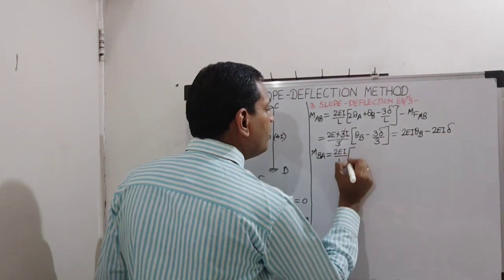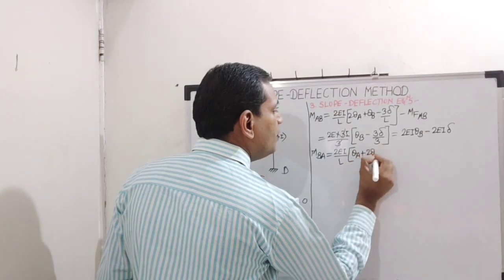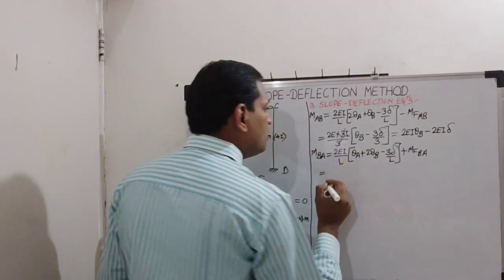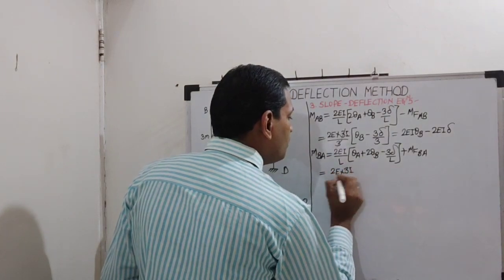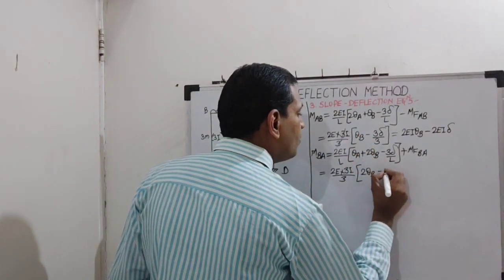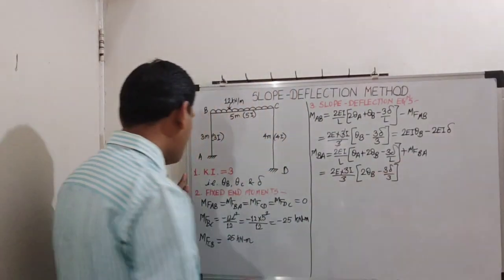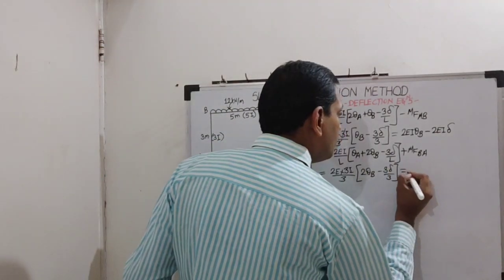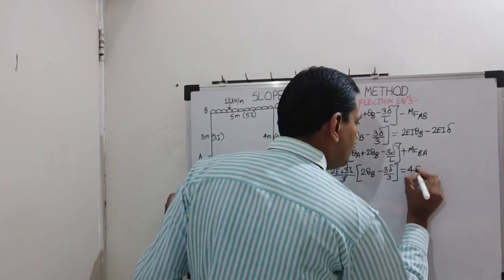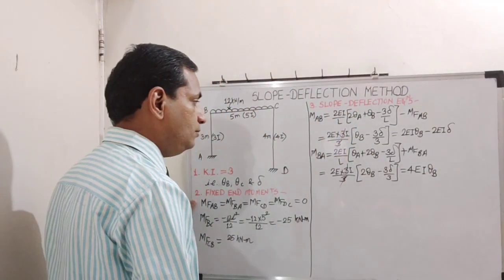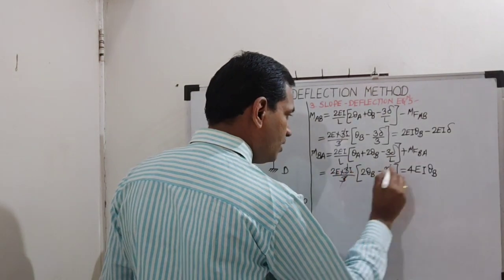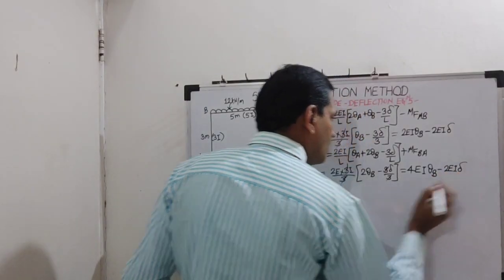Now MBA. What is MBA? 2EI by L into bracket theta A plus 2 theta B minus 3 delta by L plus MFBA. Okay, so again 2E into 3I upon 3 into bracket theta A 0, then 2 theta B minus 3 delta by 3 and MFBA again 0. So this will be 2 into 2, 4. This 3 again gets cancelled. So 4EI theta B minus 2EI delta. Correct? So one pair is over.